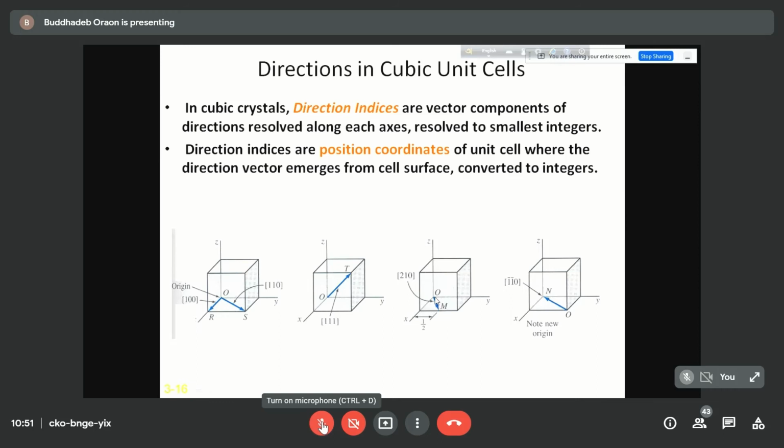Let us say I take the projection of this OM vector in X direction, which comes out to be 1, and I take the projection of this OM vector in Y direction, which comes out to be half. I take the projection of this vector in Z direction, which comes to be 0. So the projections are coming out to be 1, 1/2, 0. That is to be made into integers, so 2, 1, 0. So that is the way we are going to find out any direction in this unit cell.